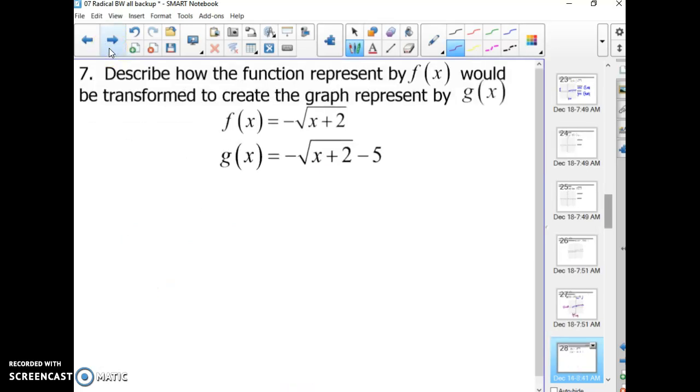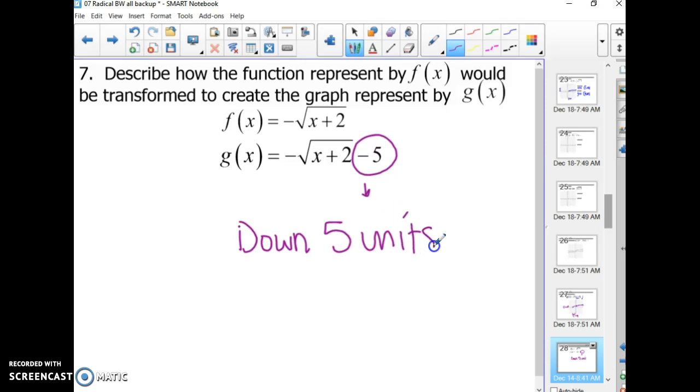And then problem 7, describe how the functions represented by f of x would be transformed to create the graph created by g of x. The difference in those two graphs is -5. What's that 5 going to do? Make it move down 5. So my answer is down 5 what? Units.